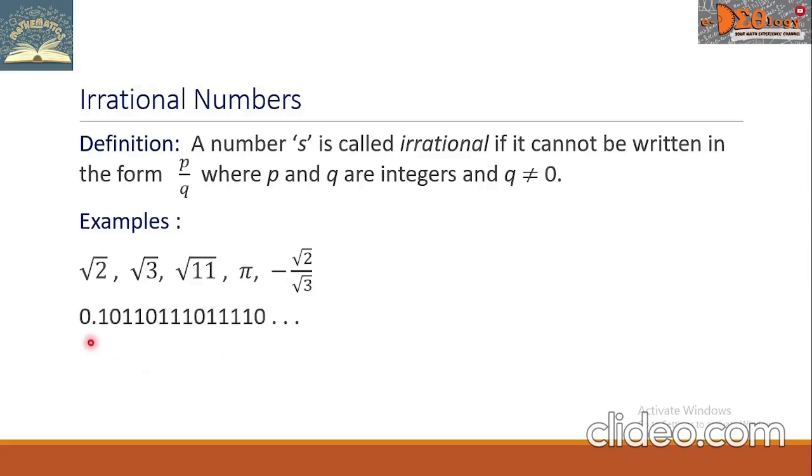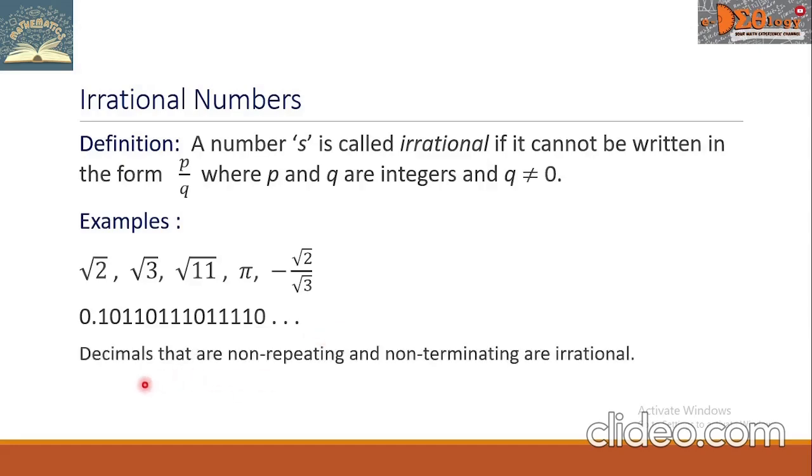Also this decimal, 0.1011011101111 and so on. For decimals, we say that decimals that are non-repeating and non-terminating are irrational.